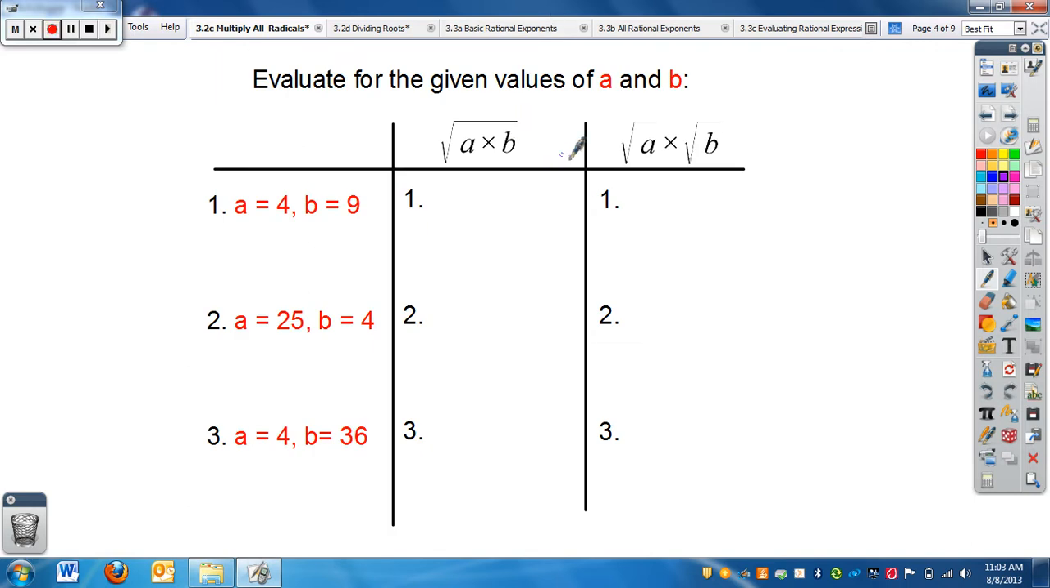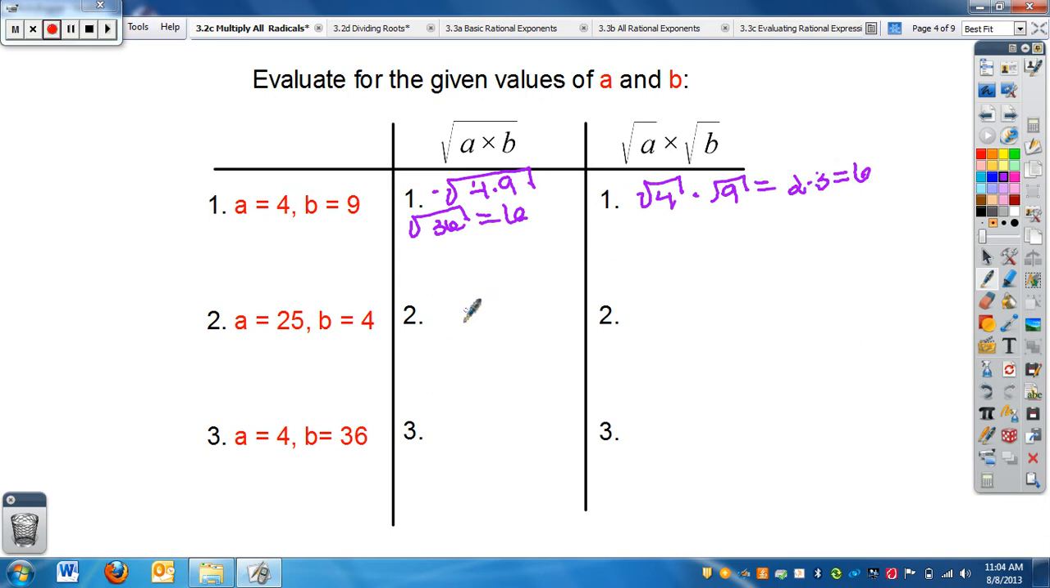Alright, so we evaluate the given values of A and B. We're just going to fill this chart and see if you can see the pattern between the two. So A is 4, B is 9. So I have the square root of 4 times 9. Square root of 4 times 9 is square root of 36, which equals 6. Well here, if I have the square root of 4 times the square root of 9, doing each one individually, I get 2 times 3, which is 6. I get the same answer.